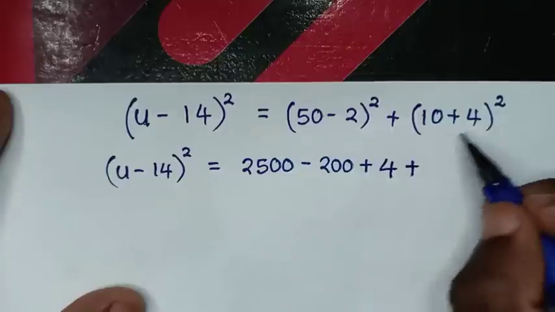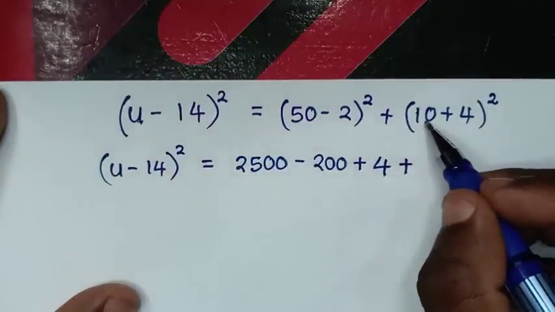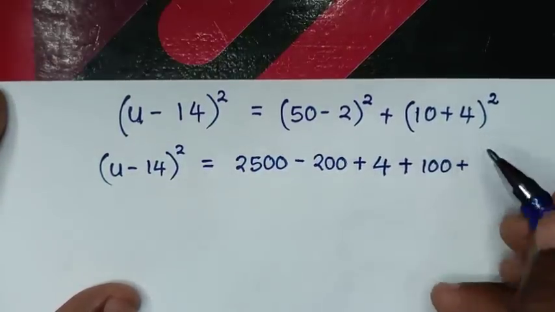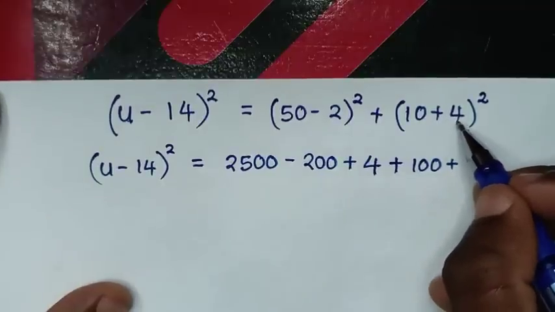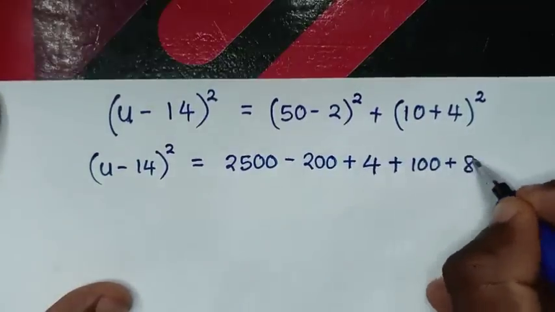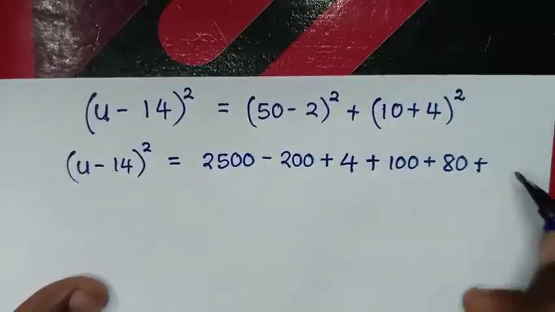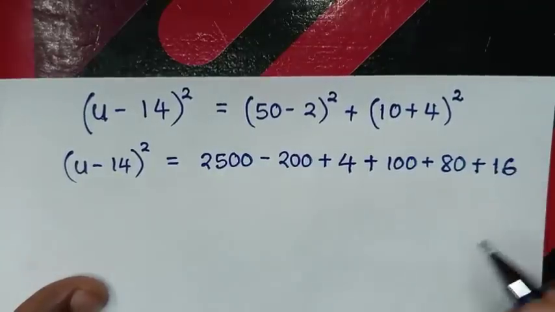Then plus the square of 10 plus 4. 10 times 10 is 100. Then plus 2 times 4 is 8. 8 times 10 is 80. Then plus 4 squared. 4 times 4 is 16.